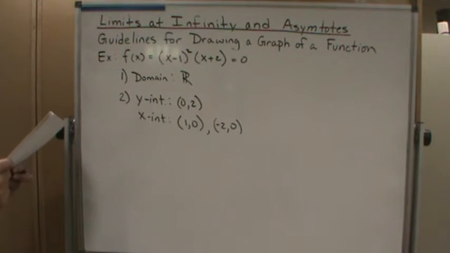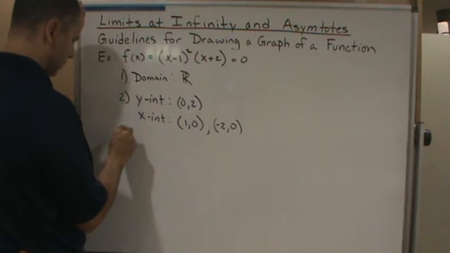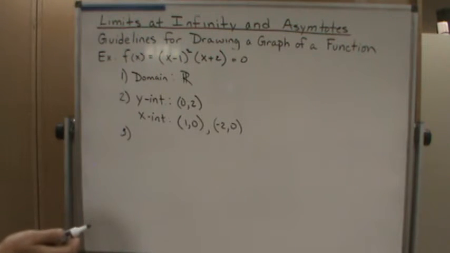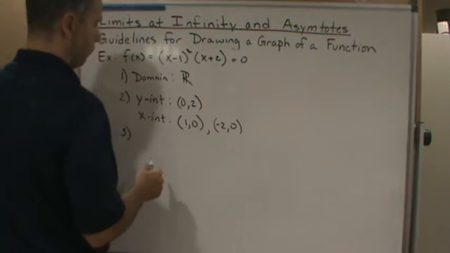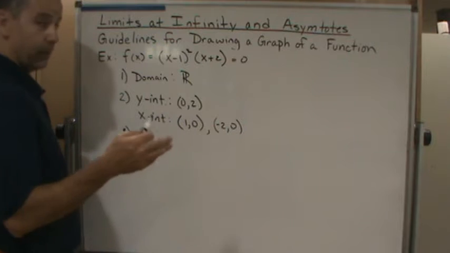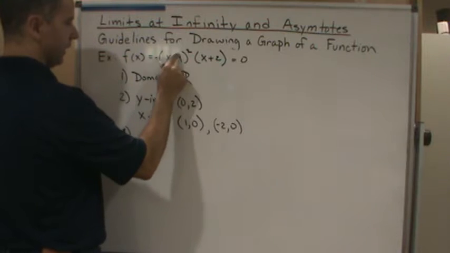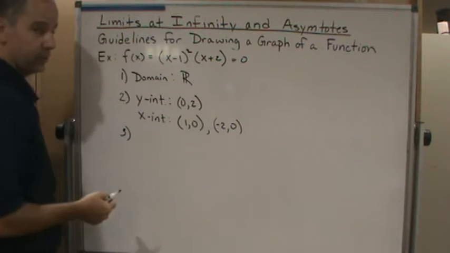The next thing they want us to do is evaluate end behavior. This is where we take the limit as x goes to positive infinity and the limit as x goes to negative infinity. So what happens here? A couple things you can do. One, this is a third degree polynomial because the largest power of x is x times x squared, which gives you x cubed.